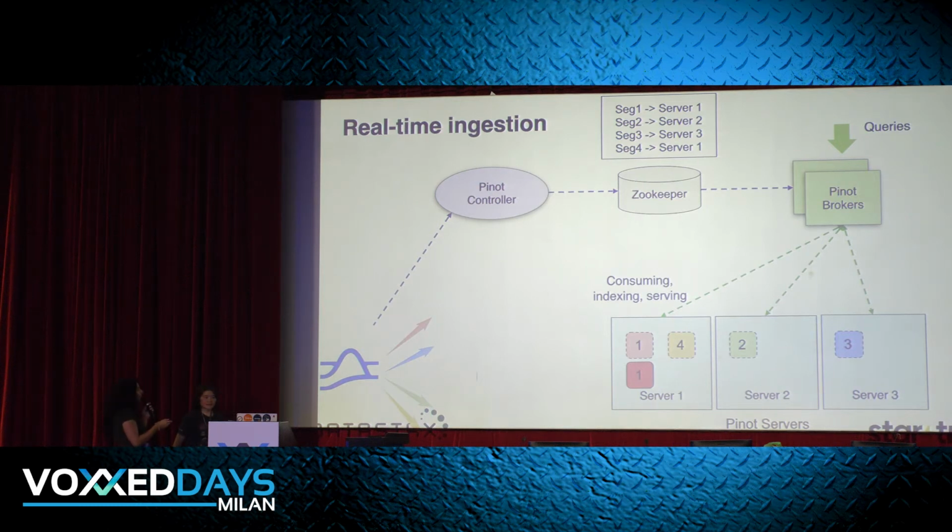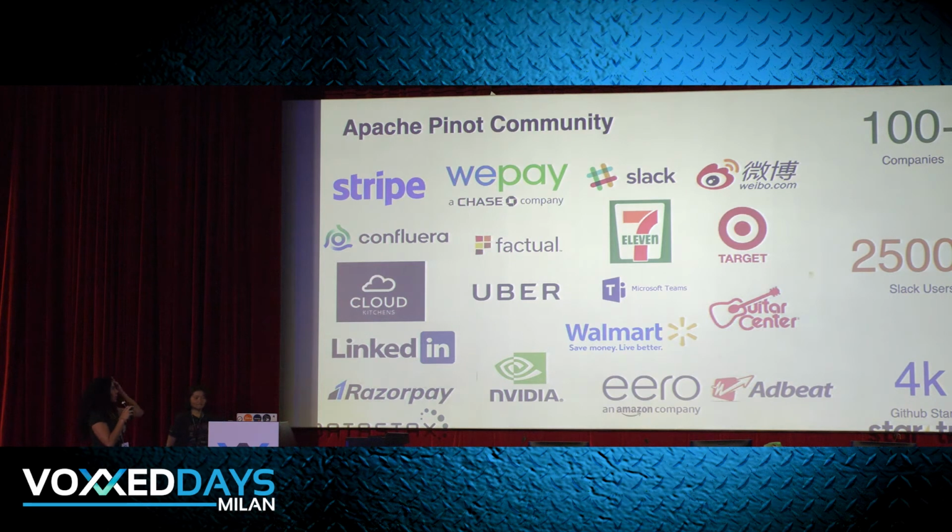So as I mentioned, Apache Pinot was originally built by LinkedIn, and it's very widely adopted. It's a very mature product. Actually, Slack uses over 3,000 now, and like 100 companies, probably ones that you've heard of, like Walmart and Target and 7-Eleven.